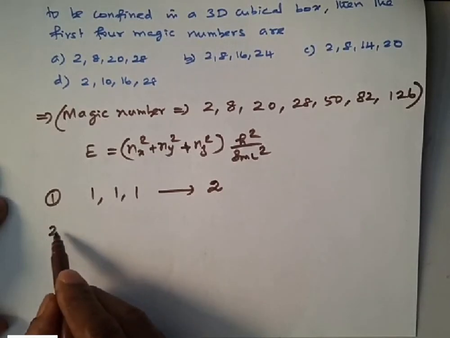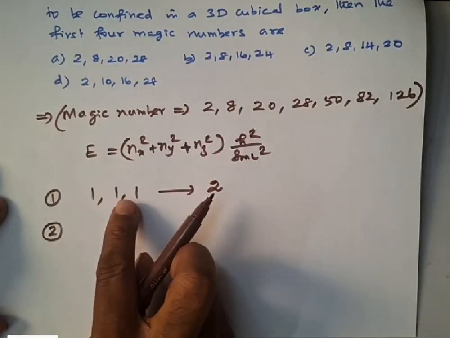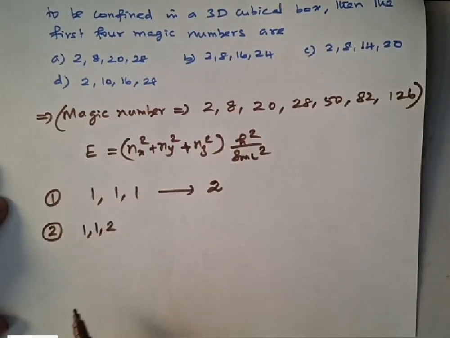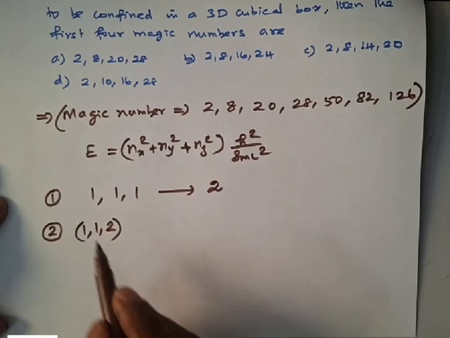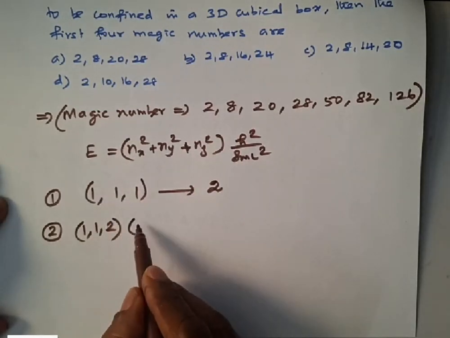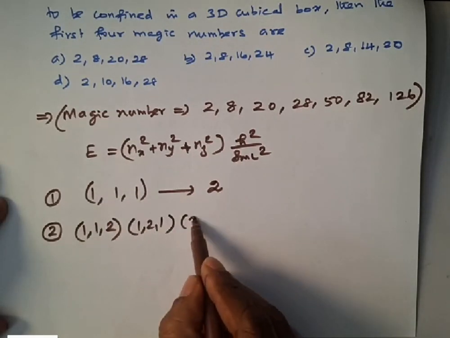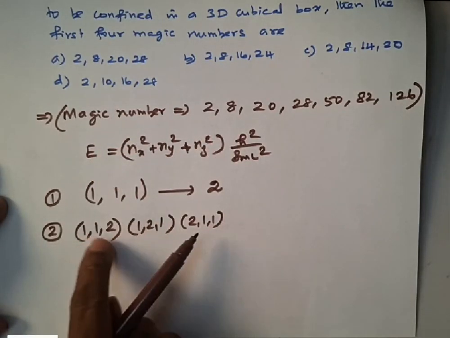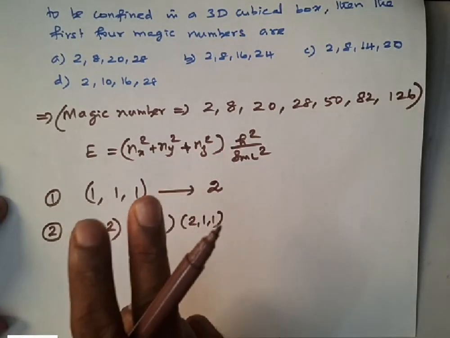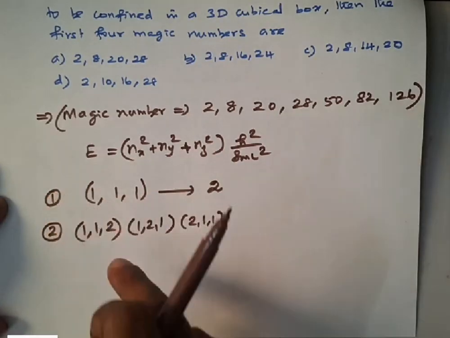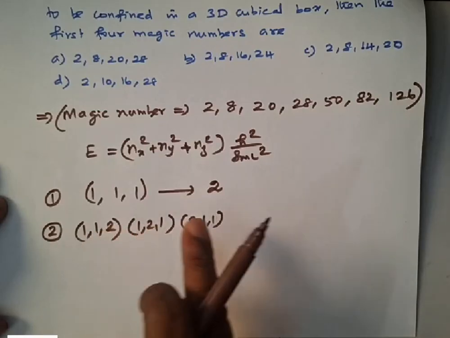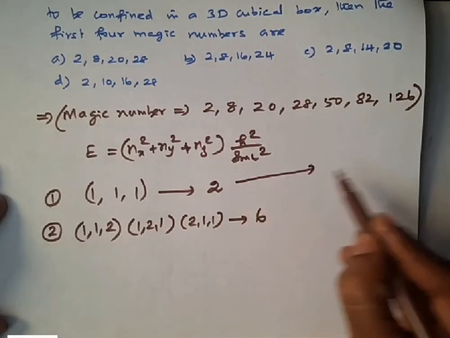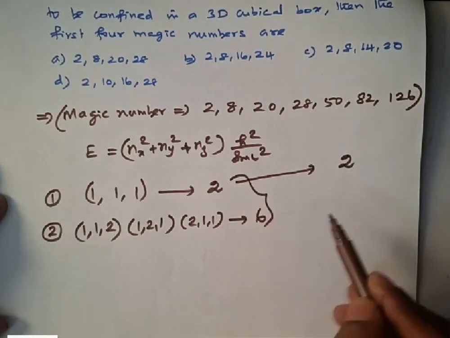Okay, then what's the next level? The next level is just increasing any one number by 1, so 1, 1, 2. This is one possibility, right? What's the other possibility? 1, 2, 1. What's the other possibility? 2, 1, 1. So the next higher level has 3 states, and in each state you can place nucleons in 2 different ways, with upward spin and downward spin. So here 2, here 2, here 2. So we can place 6 in total. So the magic numbers start with 2 first, then 2 plus 6 is 8.